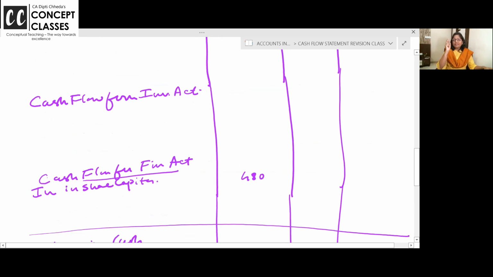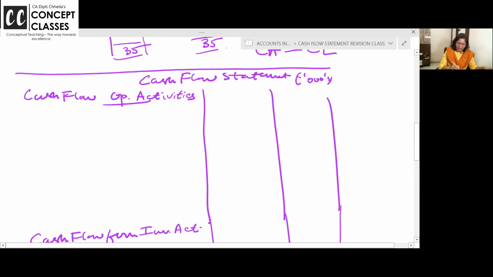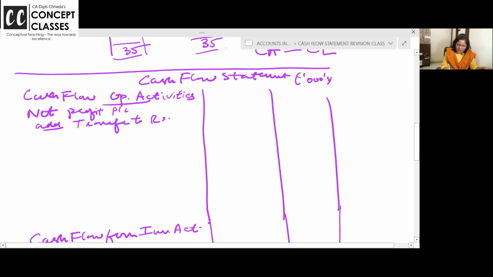So you must have debited in the P&L account, transfer to general reserve. But any cash is going on? No, add back. But for adding back, we should know what is net profit as per the P&L account. But हमको तो मालूम नहीं है अभी तक. तो हम ना इसमें add करके लिख लेंगे. What am I writing? Transfer to reserve. Transfer to reserve is a book entry, 144.